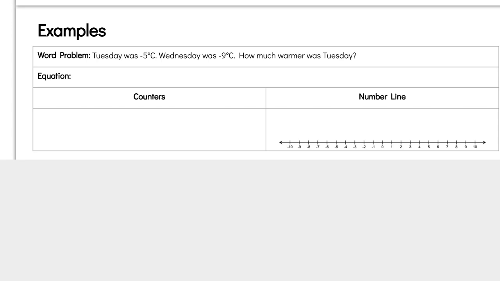Just a couple more examples, and then you'll be free to do some on your own. Tuesday was -5 degrees Celsius. Wednesday was -9 degrees Celsius. How much warmer was Tuesday?